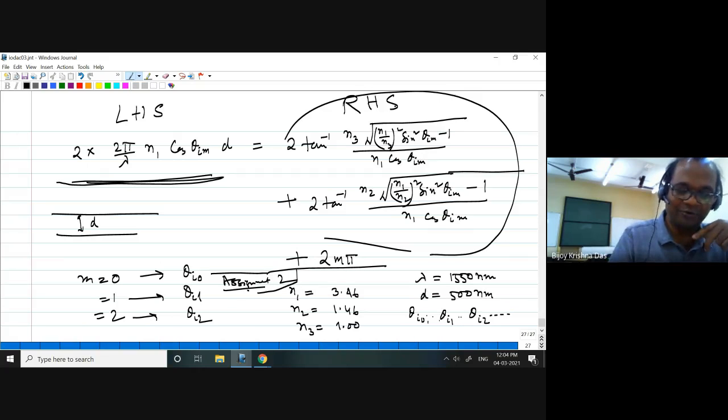You are getting discrete values. For m equal to 0, you will get theta I0, and for m equal to 1, theta I1. You will find that theta I0 is higher, then the next one is lower, just in descending order. So theta I will be maximum at theta I0, then smaller, smaller, smaller. What is the smallest value you can get? You are saying that you can get infinite solutions, right? But all these infinite solutions are not acceptable.